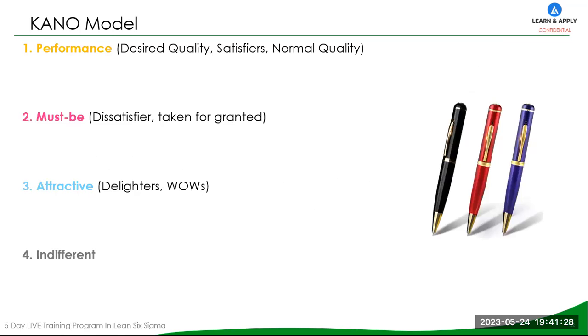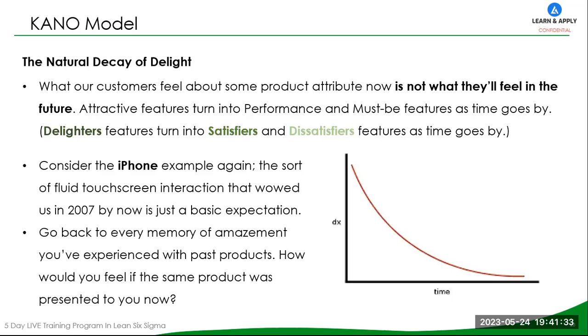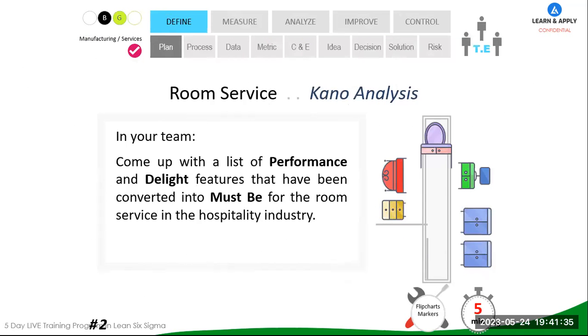Okay, I think I have explained the two tools, one for project identification and one for the voice of the customer. So this is the exercise I'm giving you. I'm not asking you to do it now during the session, but please complete it after the session. Come up with a list of performance, delight, and must-be items for the hospitality industry.